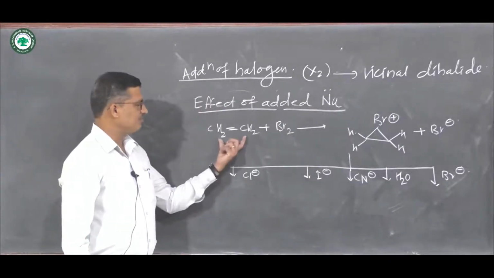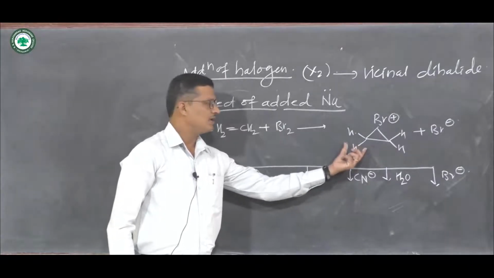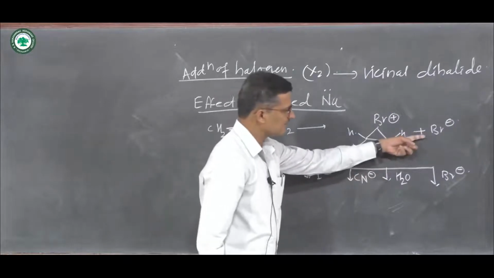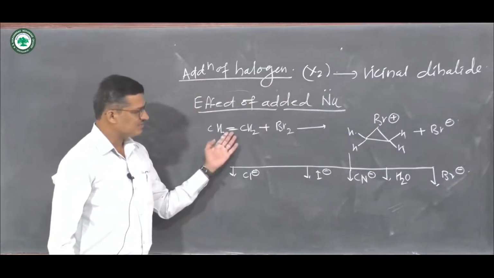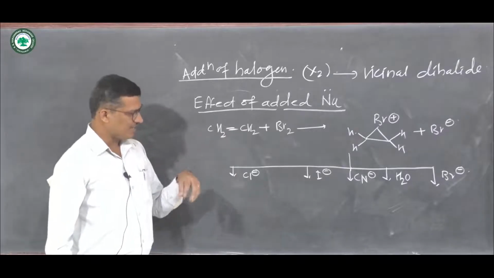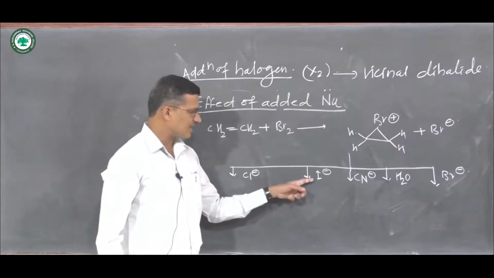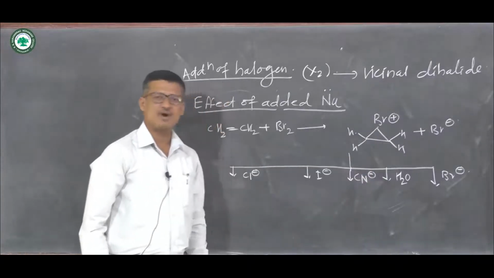You take this simple alkene, then Br2, and there is formation of a cyclic bromonium ion. And what is in your reaction mixture? There is Br minus. So Br minus is the nucleophile which is present in the reaction mixture. But we add another nucleophile externally. We add Cl minus, we add I minus, we add CN minus, H2O, Br minus. Then what happens?